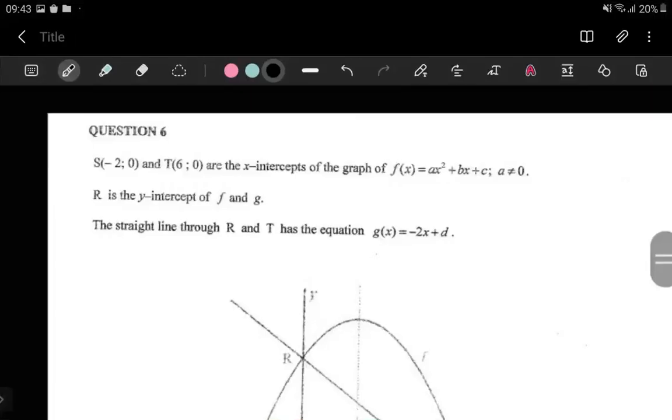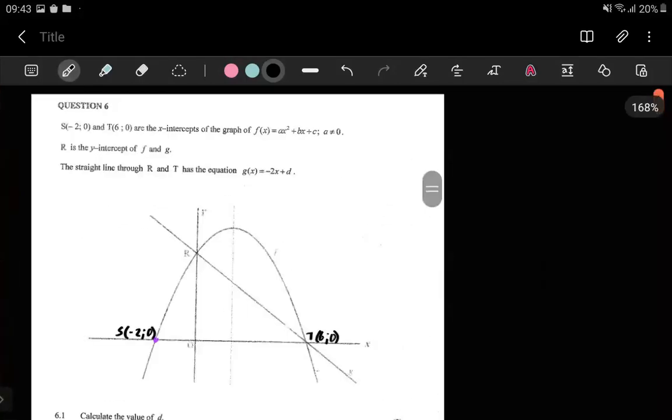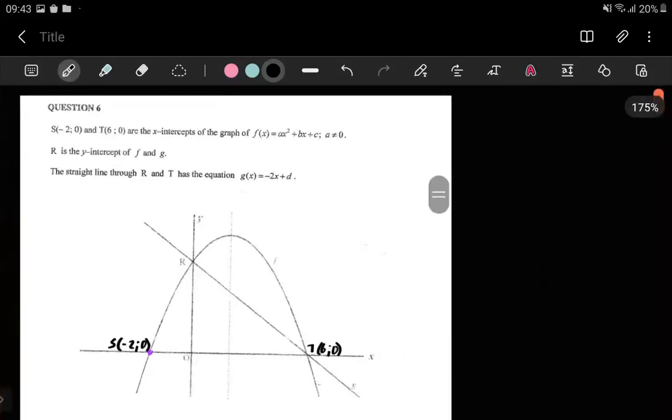It's question 6, right? It's a functions question. It has a parabola in it. And this is what it says. It says S, which is (-2, 0), and T are the x-intercepts of the graph of that equation. They're the x-intercepts of f.